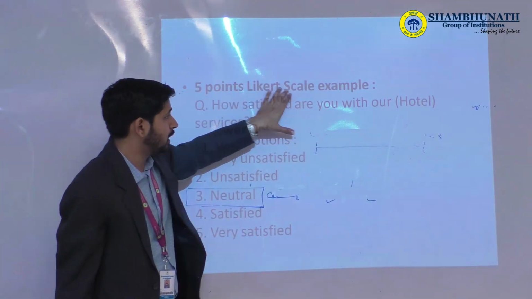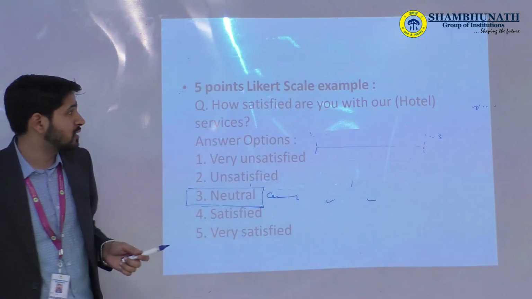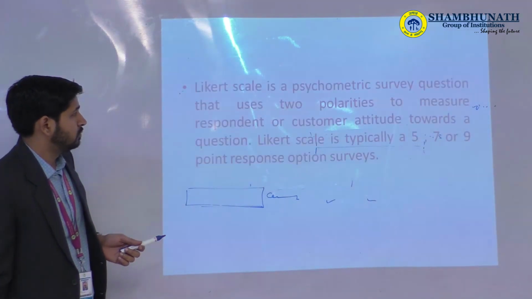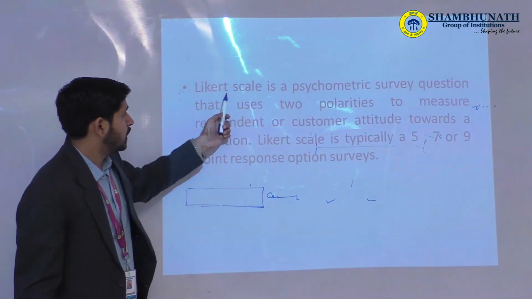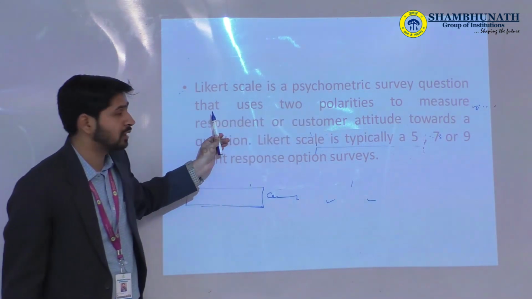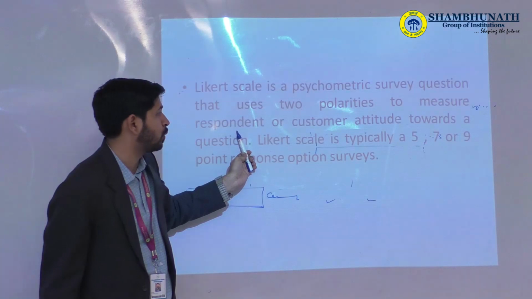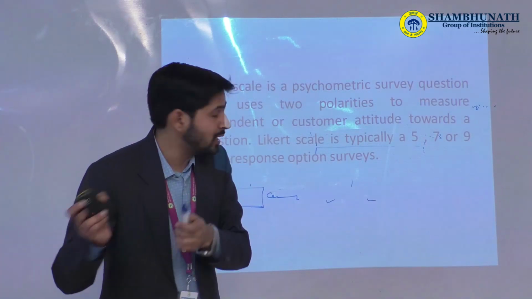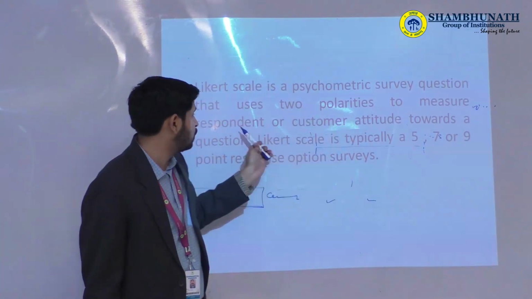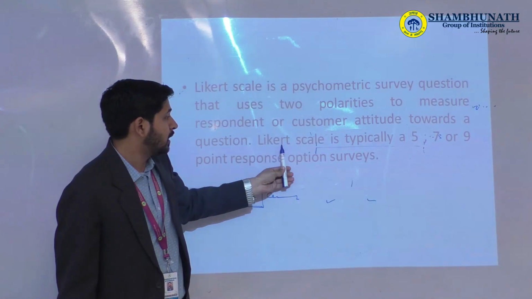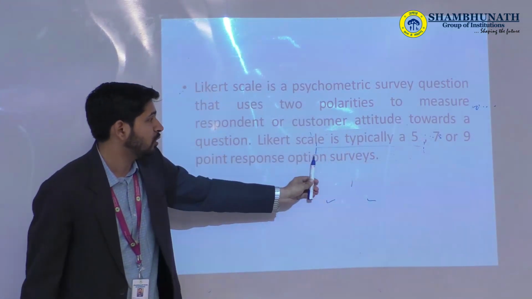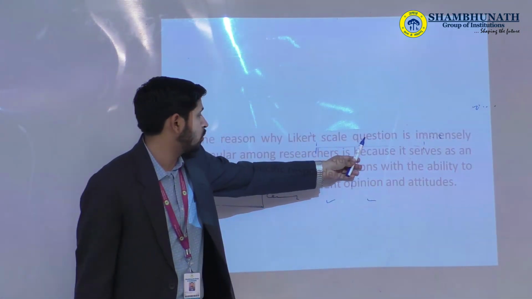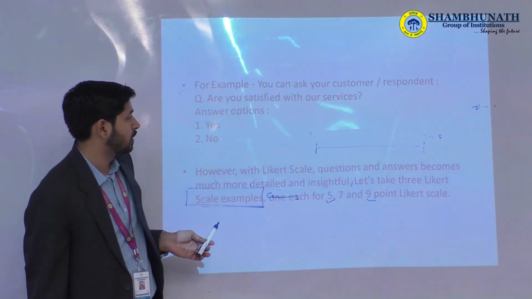So when we are talking about the Likert scale, what do you mean by Likert scale? Go back to the last slide. This one. Likert scale is a psychometric survey question that uses 2 polarities to measure respondent attitude. What is a 2 polarity? Very unsatisfied to very satisfied. Likert scale is typically 5, 7 or 9 points. The reason why Likert scale is immensely popular among researchers is because of this.